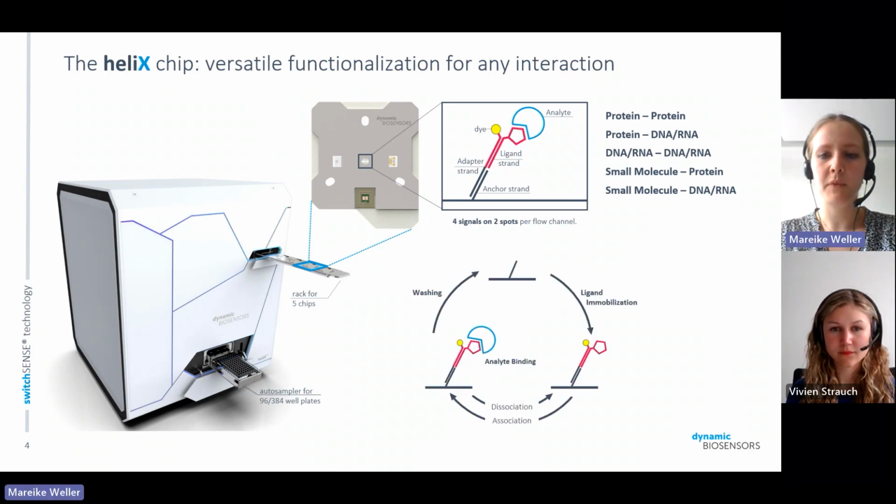How we usually measure is that we start on top with an empty surface of our chip, just the anchor strand immobilized, and then we bring in our ligand of choice, which hybridizes complementary to the anchor. Then we can undergo several rounds of association and dissociation of our analytes. If we have analytes that have very slow off rates, we can easily regenerate our surface and start again, for example, with another concentration.